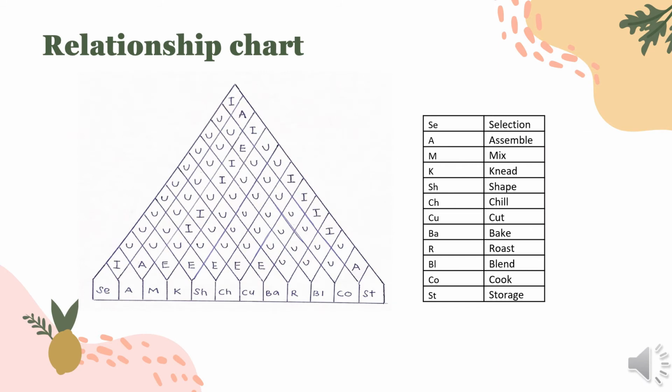After we finish the from-to chart analysis, we proceed with the relationship chart, where we display the closeness rating, the five letters A, E, I, O, U, onto a triangle-looking shape, where we can see that it shows the priority of every department to be placed close next to each other. For example, as we can see, assemble is very important and has a high priority to be placed next to mix, since the closeness rating value is A.